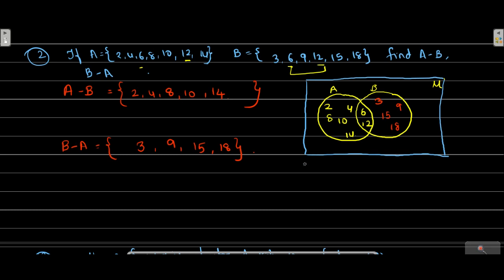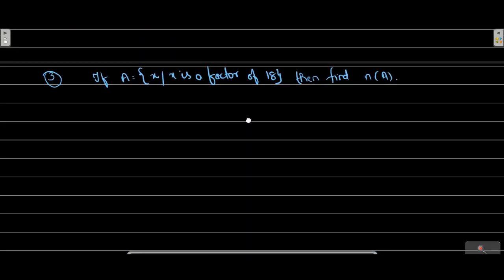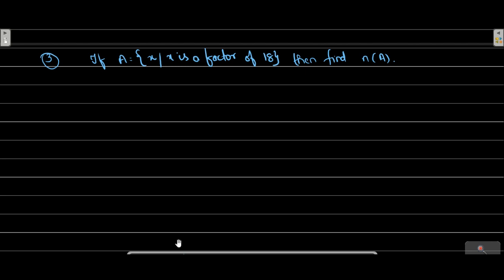So, it is easy to find out various elements like A minus B, B minus A, A union B, A intersection B, everything can be found out easily once you are able to draw this Venn diagram. Coming to the next question, here let us read the question. If A is equal to {x such that x is a factor of 18}, then find n of A.